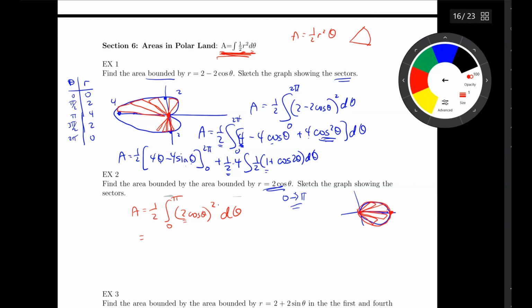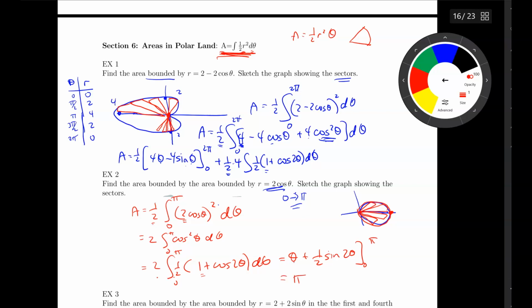So then this 2 gets squared. That's 4 divided by 2. There's a 2. Cosine squared theta d theta. Again, half angle formula, right? 1 plus cosine of 2 theta, 0 to pi. So these 2's cancel. So taking the antiderivative of 1 is theta, plus 1/2 sine of 2 theta between 0 and pi. So plug in pi, and that's pi, plug in 0, that's 0. So there it is. The area bounded is pi.